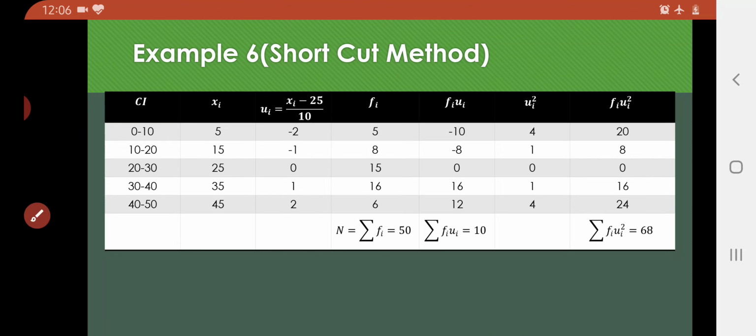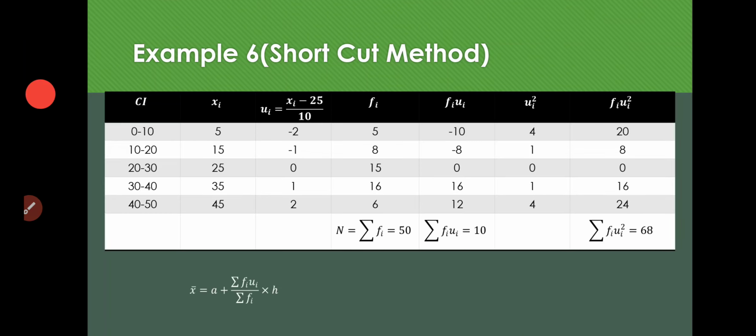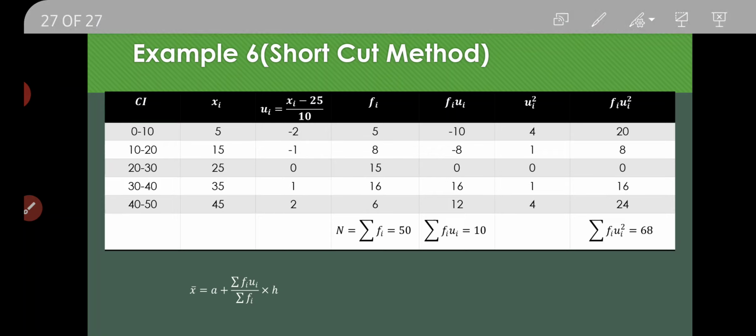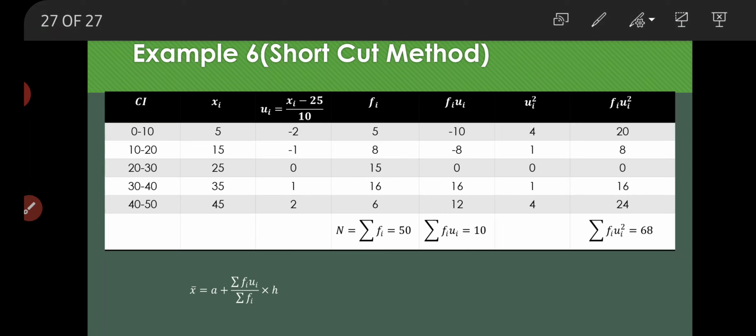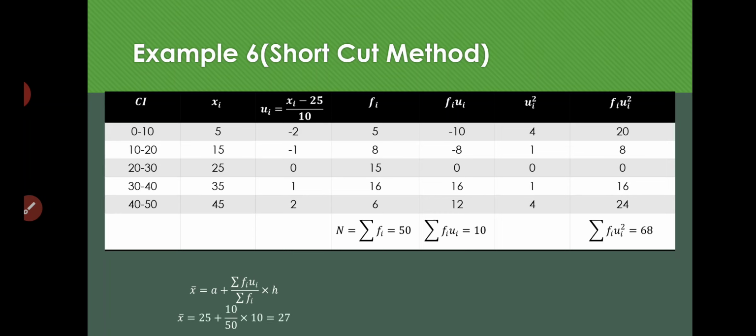Now what we need to do is calculate the mean and the standard deviation. For the mean, the formula is A plus summation of fi ui by summation of fi, into h. Put all the values and you calculate. Again, you can do the calculation even without using a calculator. Done.